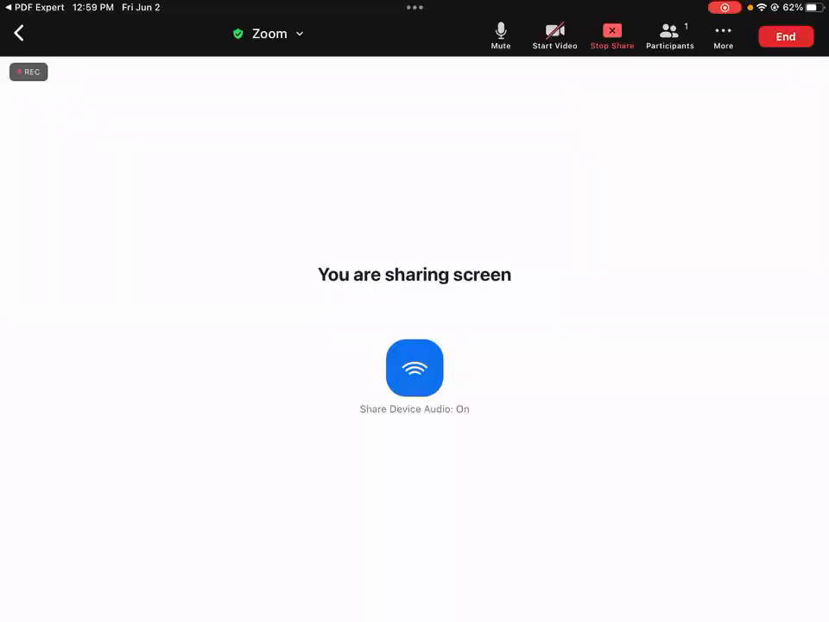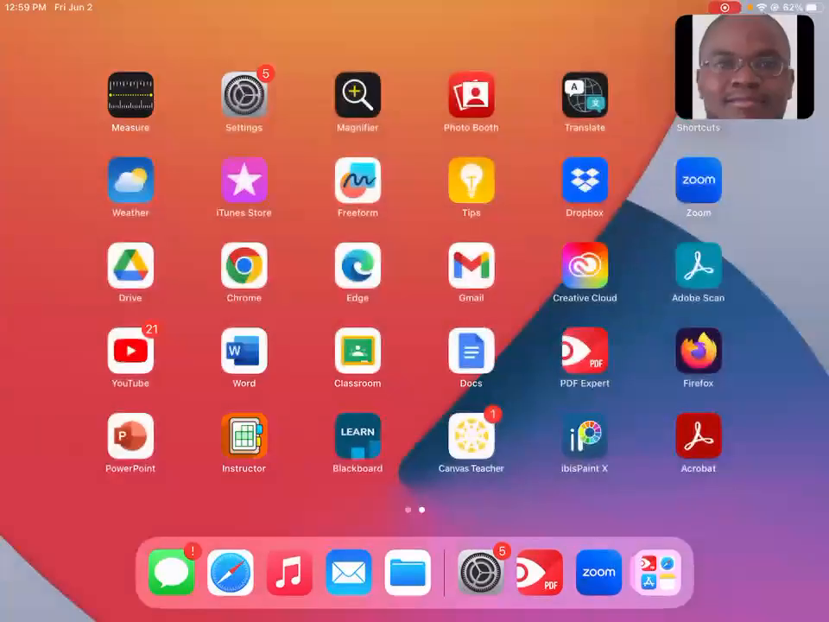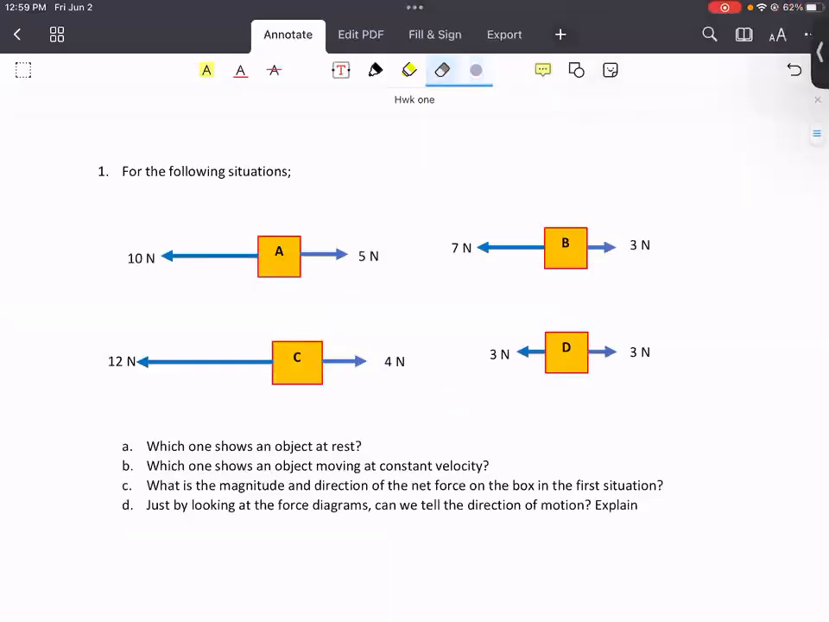Hello students. Today we are going to discuss some problems related to Newton's first law of motion. I'm going to share my screen here, and let me share the problems that I have here. The first problem, we have four force diagrams.